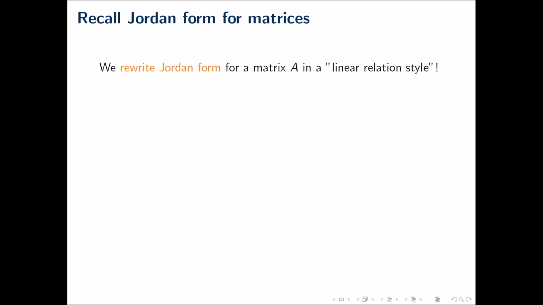The idea is a little bit, this is the next step. What is the difference between subspaces and matrices? I mean, it's clear they are different, but to understand what is really the difference. So for this, I want to rewrite the Jordan form, or a canonical form, in a linear relation style.